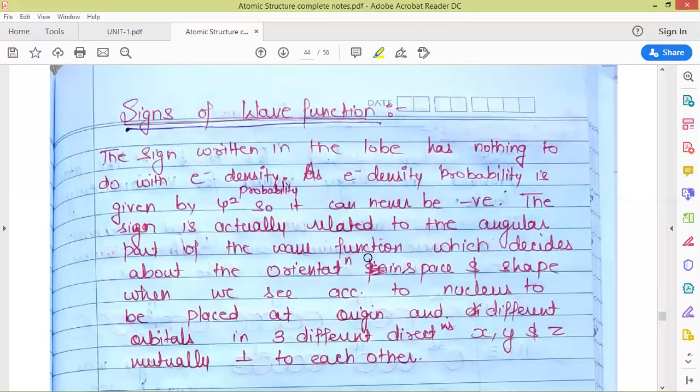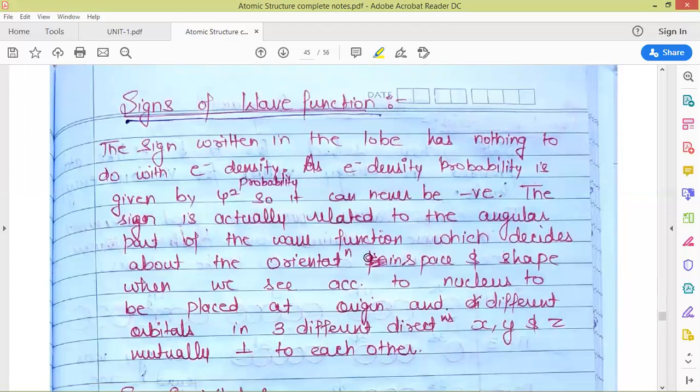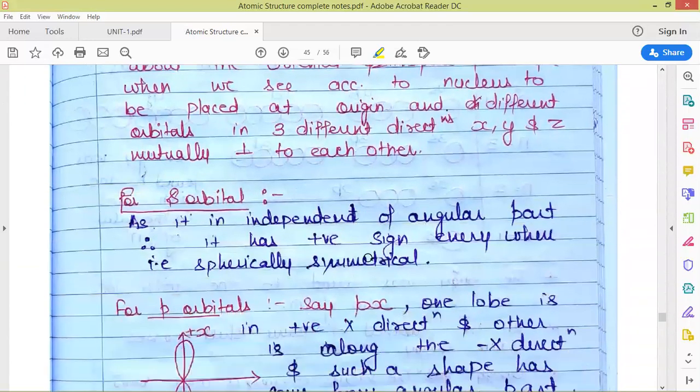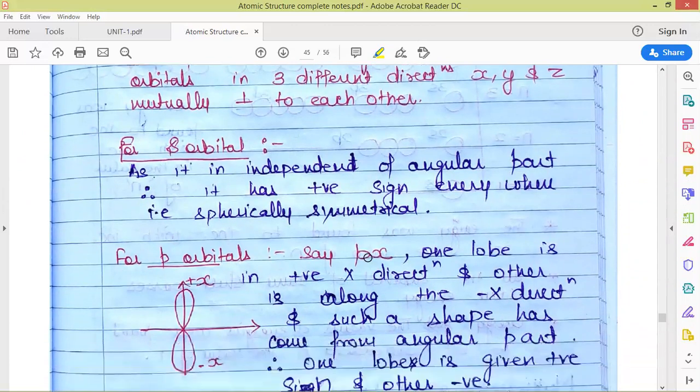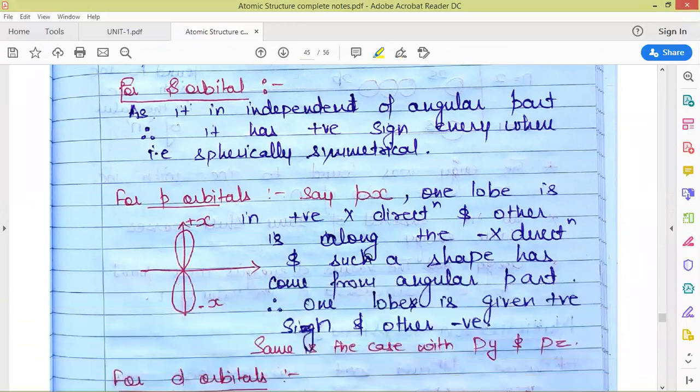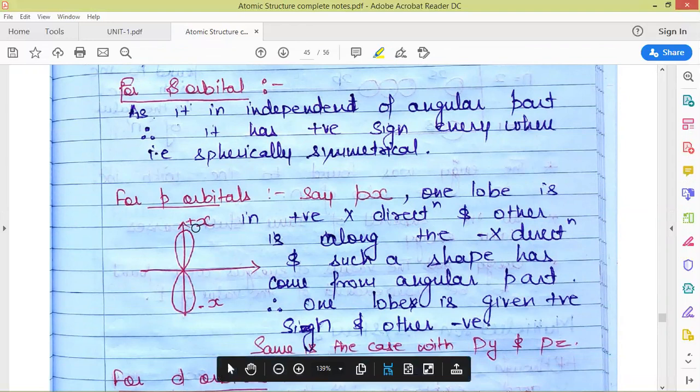So next we have signs of wave function, which we were just discussing. For s orbital, the sign of the wave function is always positive, as these are spherically symmetrical. For p orbitals, we have already discussed that it is just the sign of the axis: electron density is along the x-axis, and it represents the positive x direction, and it represents the negative x direction.